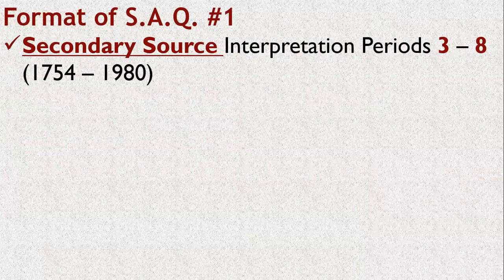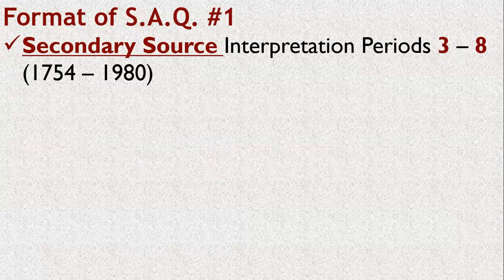So SAQ number 1. Okay, the format for SAQ number 1, notice it's a secondary source, and notice it's periods 3 through 8, 1754 to 1980. You'll get used to me probably throughout the school year talking about periods 3 through 8, because not only is 3 through 8 part of the DBQ time period, but it's SAQ number 1 and SAQ number 2. 1754 to 1980 is the French and Indian War all the way through Jimmy Carter. Okay, so understand you're going to see some type of secondary source.